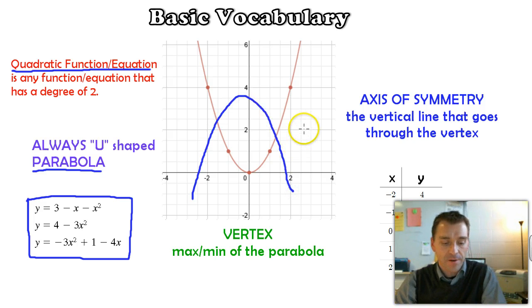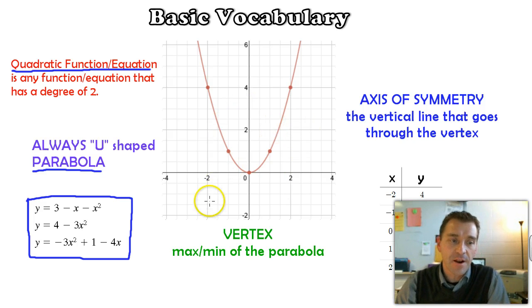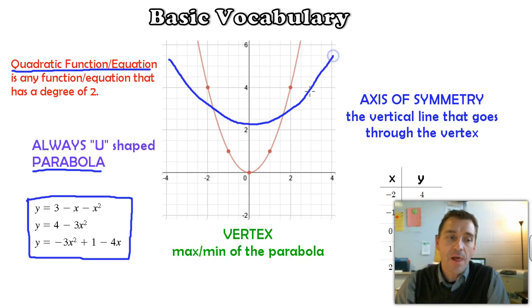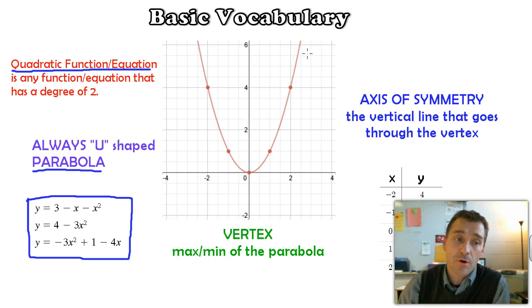Sometimes it can be very, very narrow like this. Sometimes it can go really, really wide like that. Regardless, it is always going to be a U shape, whether it's a really stretched U shape or a wider, whatever U shape, or a thinner U shape, or it goes up, it goes down. Either way, it's going to be a parabola, no doubt.